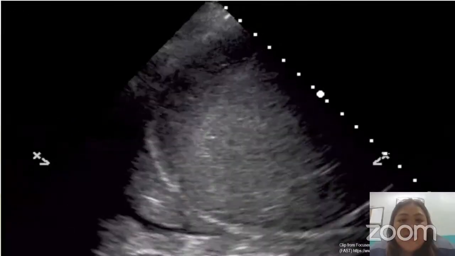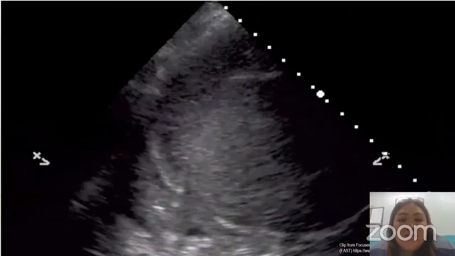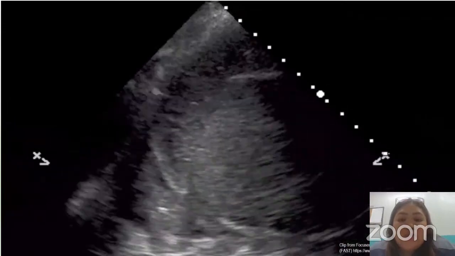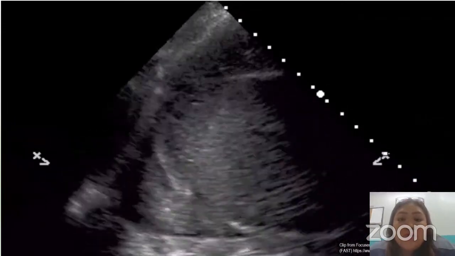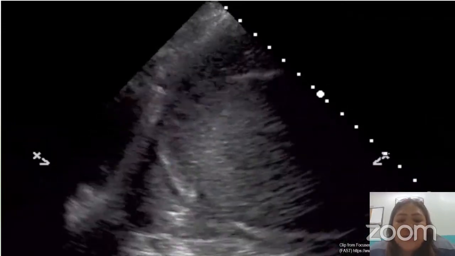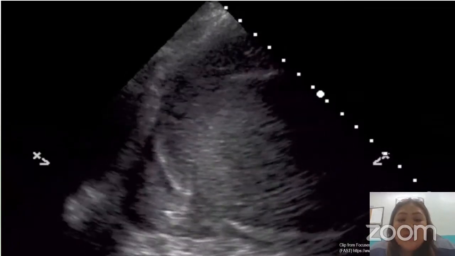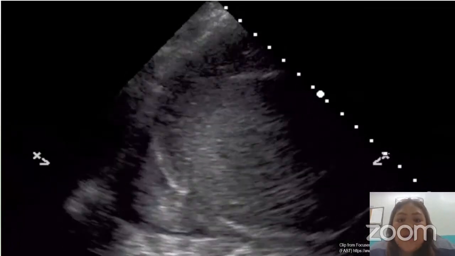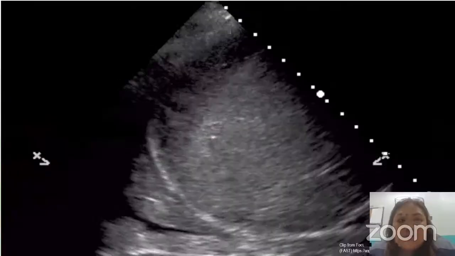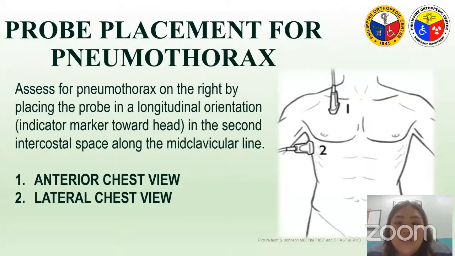I have here a sample video wherein there is free fluid in the thorax, since ultrasound waves can easily pass through the free fluid in the chest cavity. So this is an example of a positive hemothorax scan. For pneumothorax scanning techniques, begin in long axis orientation, then swivel the probe to short axis. The positions taken are the anterior and lateral chest views.